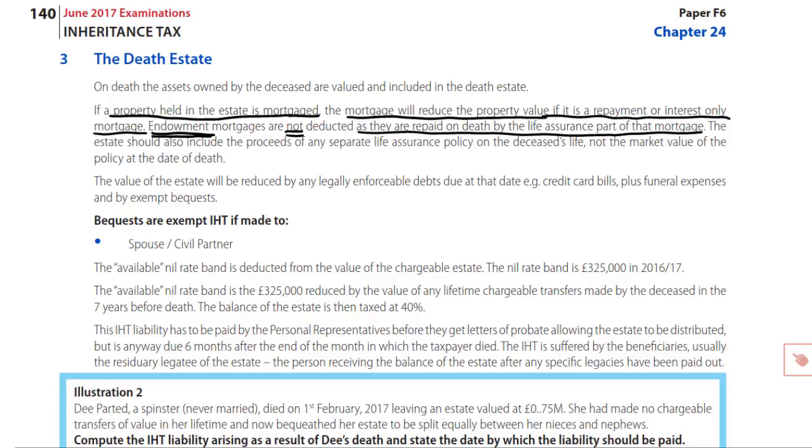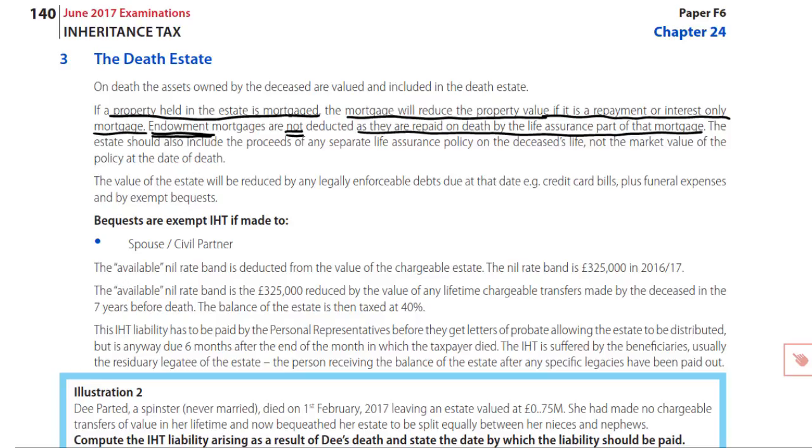If you get an endowment mortgage, therefore, other than on an objective testing question where you don't have to give explanations, on a written question, then you make sure that the point is that because it's an endowment mortgage, it is not deducted from the value of the property.